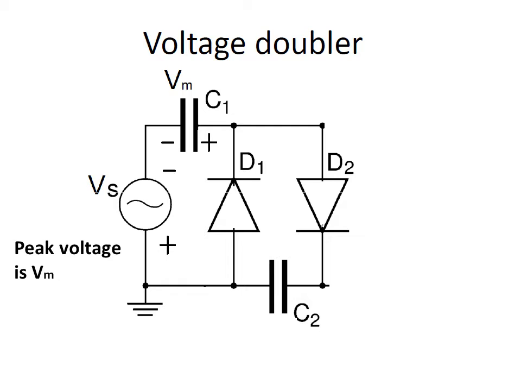Next we will see how D2 can conduct. D2 will conduct when it is forward biased, which means a positive half cycle should appear, in which the top part of the source will be positive and the bottom part will be negative. At that instant, current will flow through D2 in the downward direction, and it will charge the capacitor C2 in such a way that the right plate of C2 will be positive.